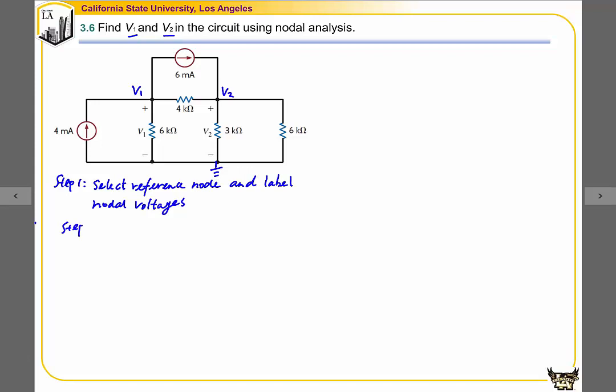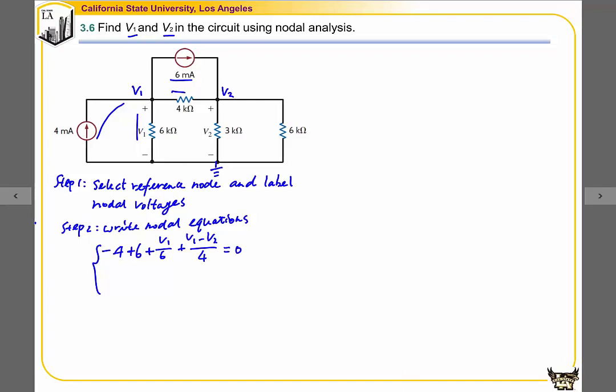The second step is to write nodal equations. We have two nodes, so we have two nodal equations. At node V1, we have the nodal equation. The first branch over here has a current going in, so we have -4 milliamp. There's another branch that's leaving, so +6. This branch has V1 over 6, and this branch has V1 minus V2 over 4. These currents sum to 0.